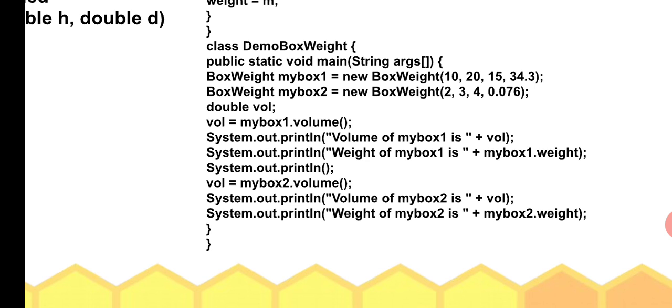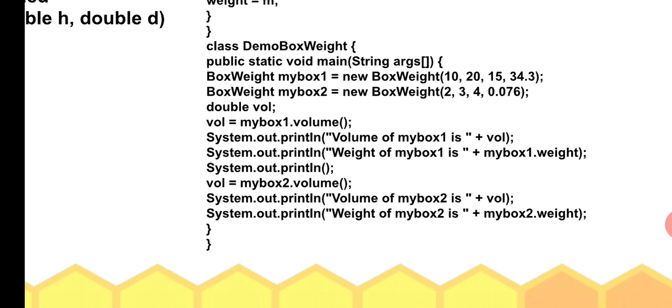Now System.out.println weight of myBox1. Now what you are doing here, you are using myBox1.weight. So using the first object, you are accessing the weight. Now what is the weight? 34.3, isn't it? Why? Because using the myBox1 object, or first object, you are trying to access the weight which is available inside the class BoxWeight. Now what is the next thing? You are going to get the println new line, System.out.println.